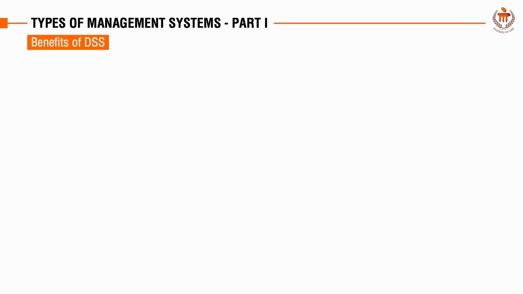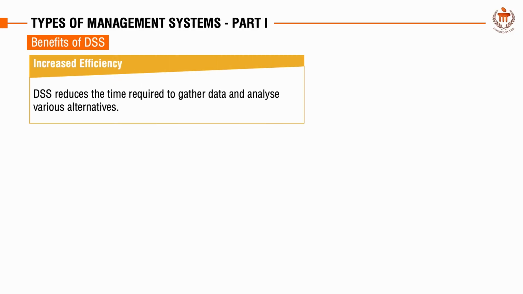Let us discuss the benefits of DSS. DSS offers several advantages to organizations and decision makers. The first benefit is increased efficiency, which means DSS reduces the time required to gather data and analyze various alternatives. It automates complex calculations and analysis, allowing managers to focus on interpreting results and making decisions.